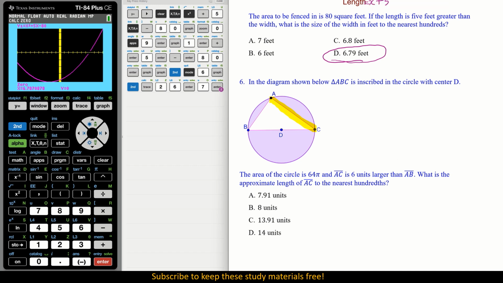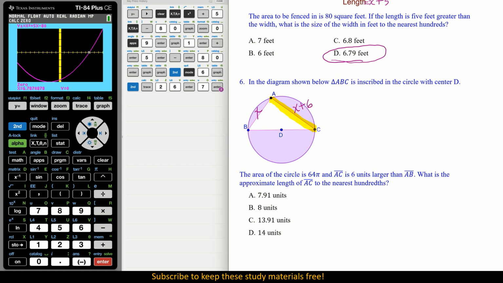Okay, and what are they saying? They're saying that AB is X units. Let me write this a little better. That's X units. And they're saying that AC is equal to X plus the 6. But we aren't sure what BC is yet.